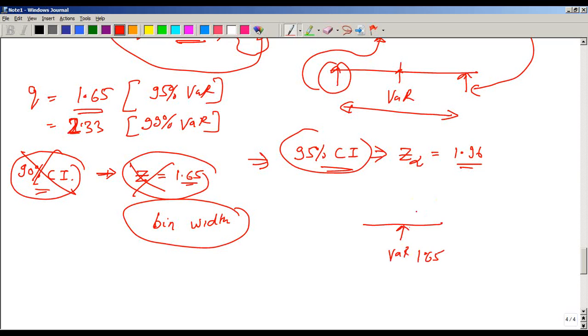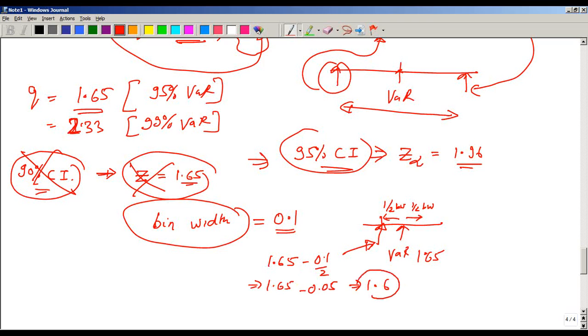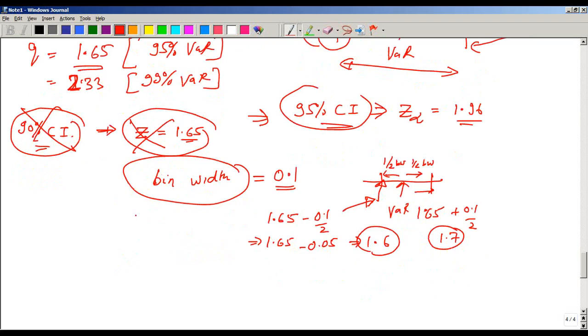So you will assume around this VAR. You will say, okay, this is half of bin width and this is half of bin width. If I assume the bin width to be 0.1, this value will be 1.65 minus 0.1 by 2, which is 1.65 minus 0.05. So it will be 1.6, and if I take 1.65 plus 0.1 by 2, it will be 1.7. So we will get a value of Q.